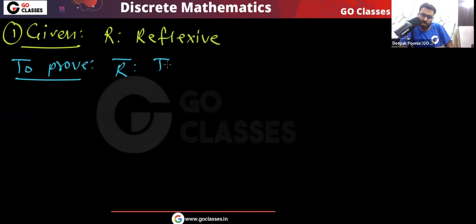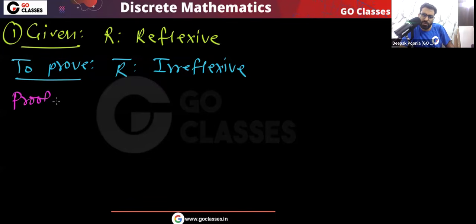So let's see the first side. The first side is what is given to us. It's given that R is reflexive, and we need to prove that R complement is irreflexive. Notice one thing: reflexive means it contains all the reflexive pairs. Irreflexive means it does not contain any reflexive pair. Yes or no? So here you can very easily use the matrix representation.